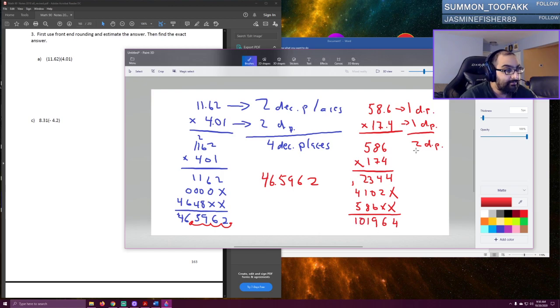All right. And as we can see here, we move 2 decimal places here, starting from the right and going left. So we go 1, 2. So the correct answer is indeed 1019.64. All right, and that indeed is going to be our final answer. All right, great, nice job.